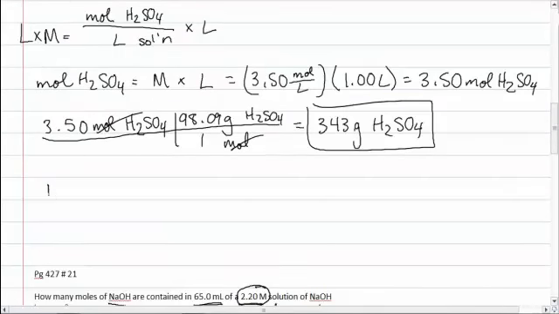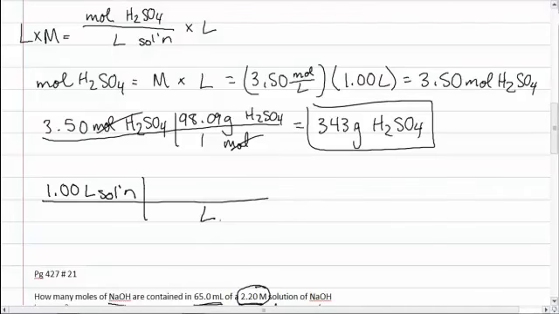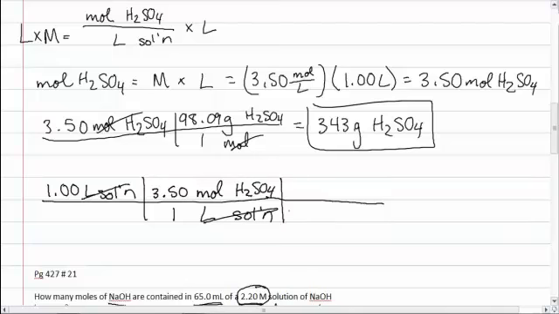So we'd start with the 1 liter of solution. We want liter to cancel, so we put liter in the bottom. We want to go to moles, so this is where our molarity comes in. 3.50 moles per 1 liter, so moles of H2SO4 per 1 liter of solution. Liters of solution cancel. The question asked me for grams, so I'll put mole on the bottom, grams on top, H2SO4.